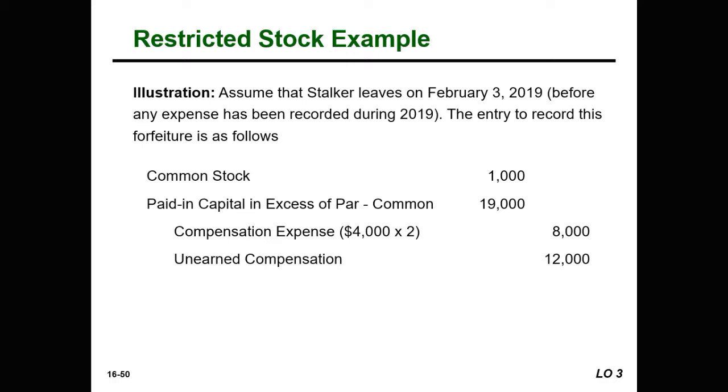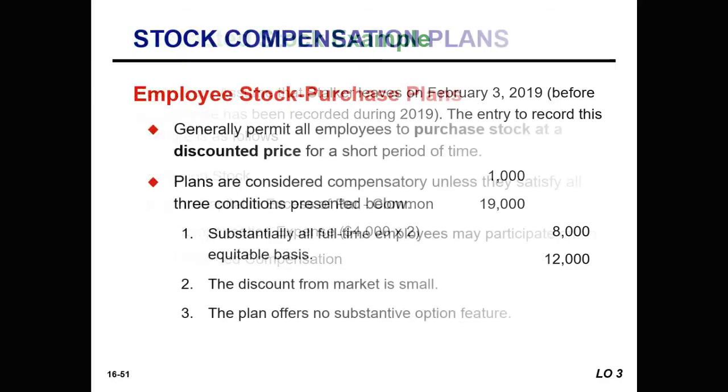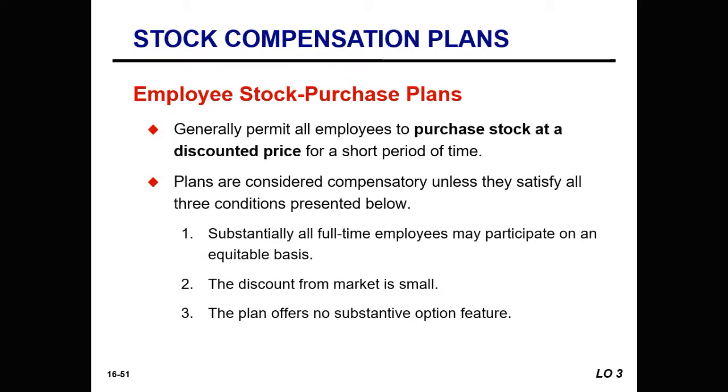So included in other types of employer-employee stock compensation plans are what are called employee stock purchase plans. So this is when the employer allows the employees to purchase the stock at some type of a discounted price for a short period. Generally, these plans are going to be considered compensatory, meaning there's going to be a compensation expense attached to them, unless they do satisfy all of these conditions. One, substantially all full-time employees have the right to participate on an equitable basis. The discount from the market is small.